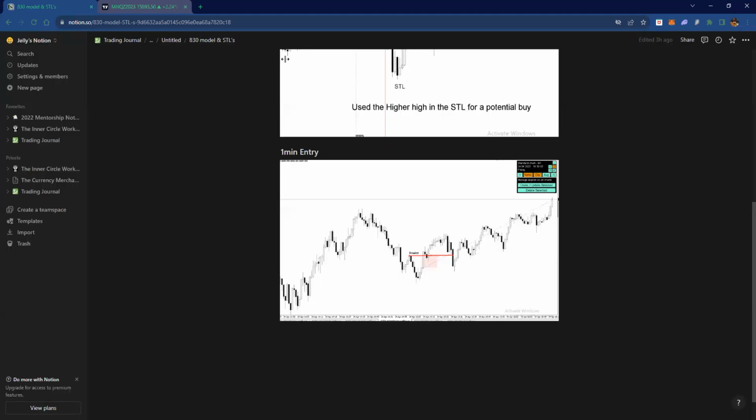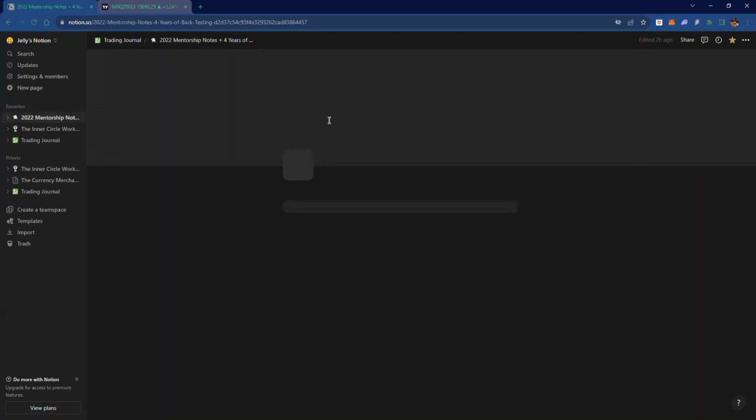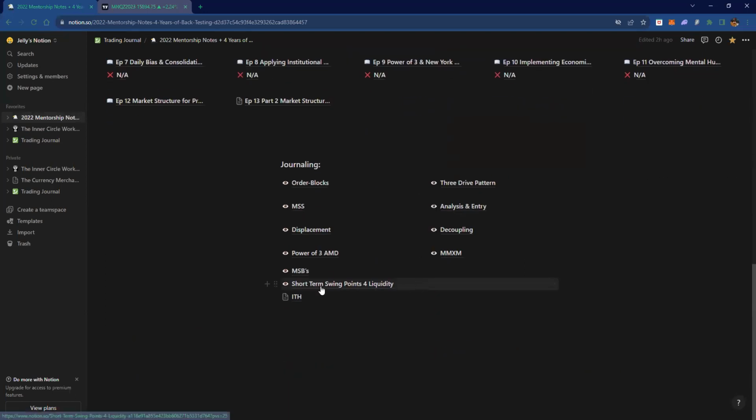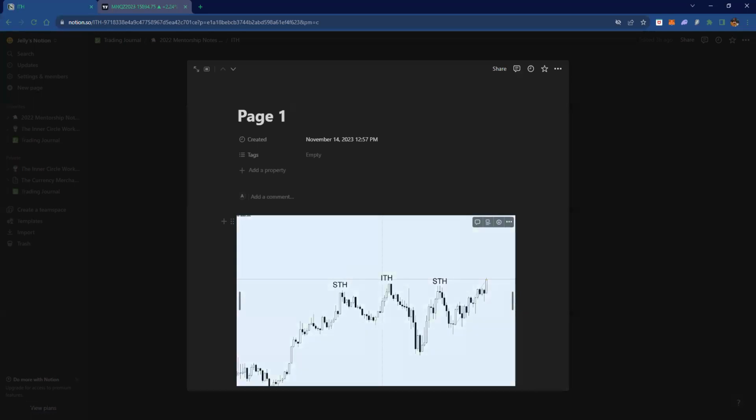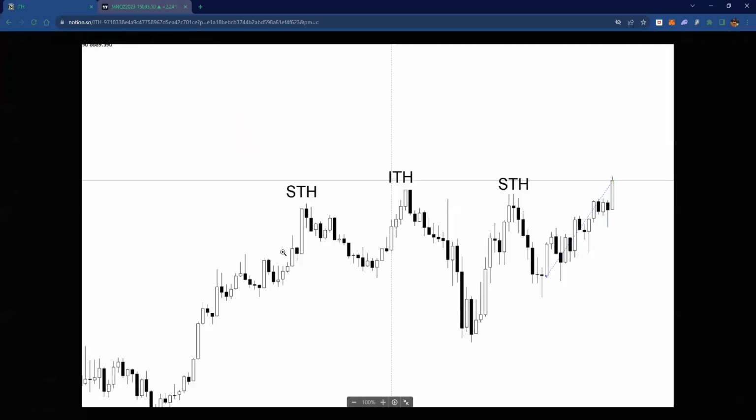So yeah, I'm gonna quickly go into the intermediate term highs. This is just my 2022 journal, and I just want to show you this. So once you map out the short term highs, you should be able to see the intermediate term highs pretty easily because it's the same pattern as everything else. So here we have a swing, swing, swing, and a swing over here too. You could classify that as whatever.